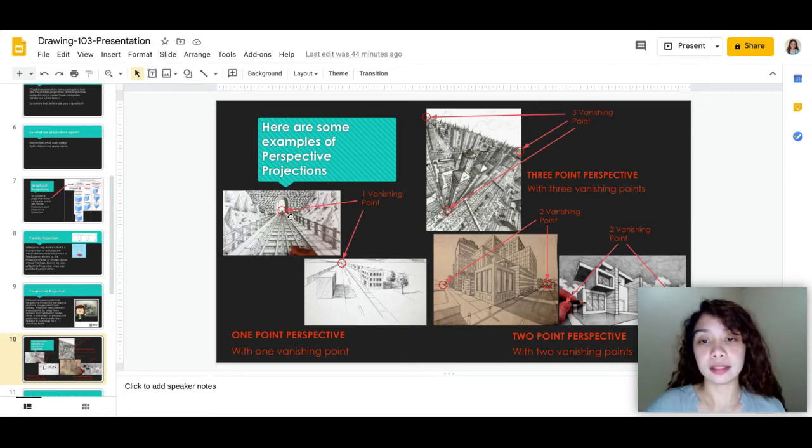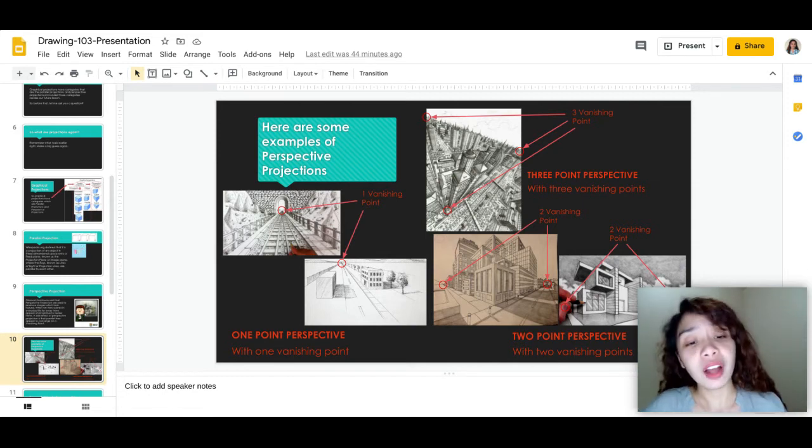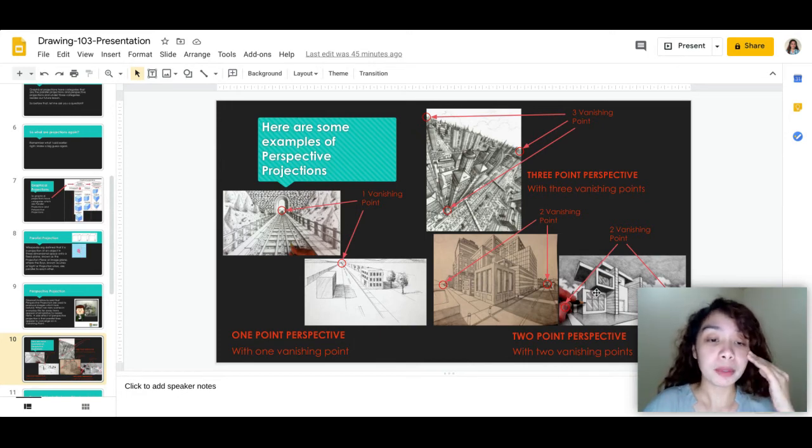Na kung saan, kaya tinawag siyang vanishing point. Doon siya lumiliit. Doon siya natatapos. Pero sa paningin lang yun ng tao. And here is a 2-point perspective. When we say 2-point perspective, it has two vanishing points.